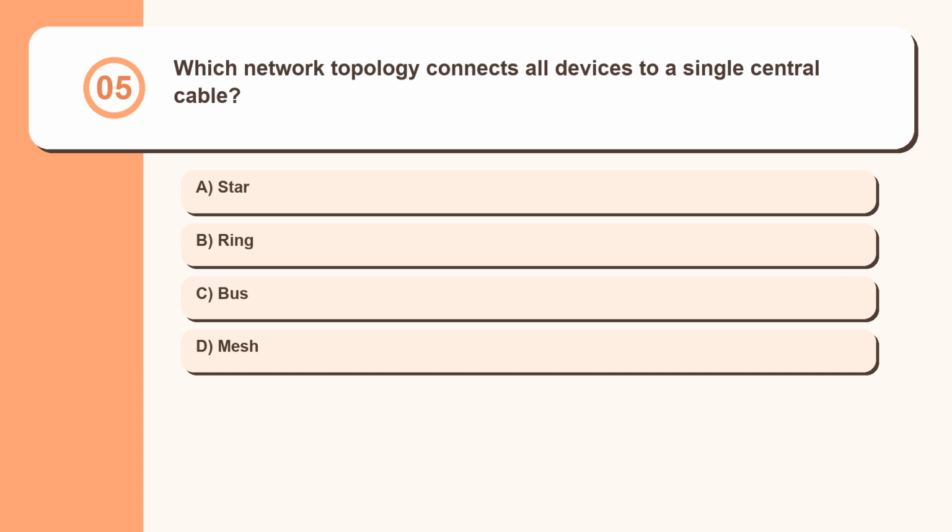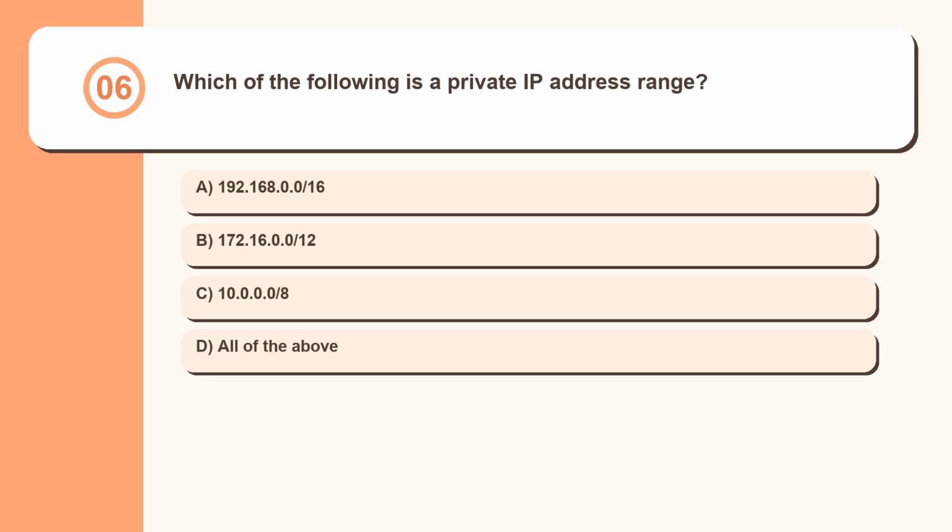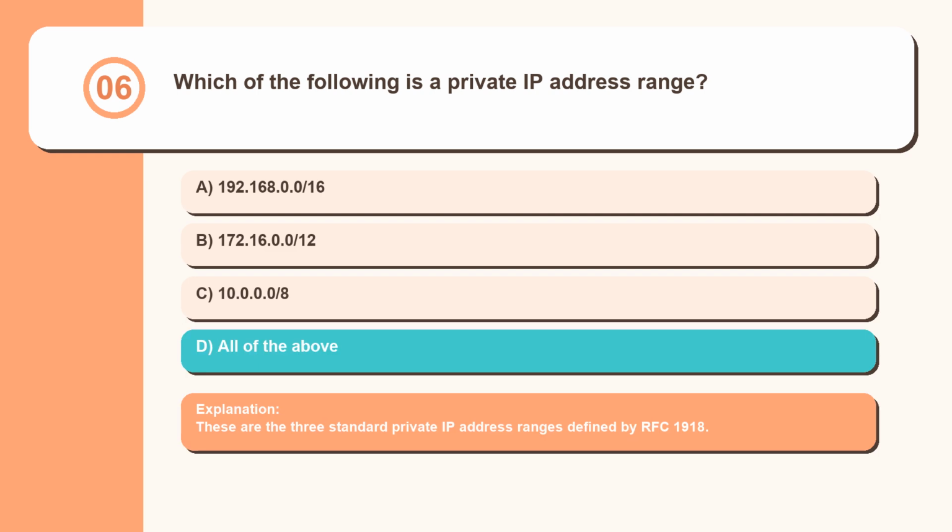Question 5. Which network topology connects all devices to a single central cable? Star, ring, bus, mesh. A bus topology uses a single backbone cable to connect all nodes. Question 6. Which of the following is a private IP address range? 192.168.0.0/16, 172.16.0.0/12, 10.0.0.0/8, all of the above. These are the three standard private IP address ranges defined by RFC 1918.